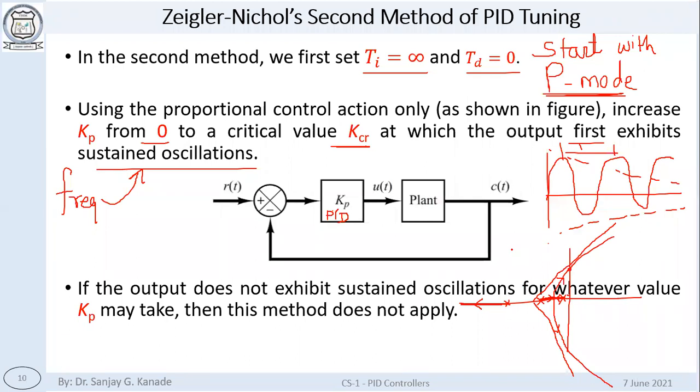If in case the output does not exhibit sustained oscillations, means the root locus does not cross the imaginary axis, in that case this method will not be applicable. We cannot apply this method, because for this particular method we need Kcr and Pcr. We need these parameters for the second method. If it is not possible to get these two parameters, we cannot use this method. Are you getting what I have told you?